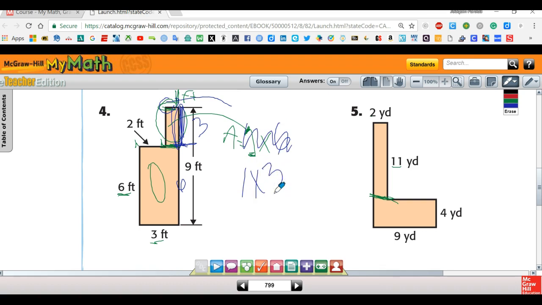Okay. So the area for this top one is going to be 1 times 3, and the area for the bigger one is going to be 6 times 3. Okay. Go ahead and do all 4 of those. Go.